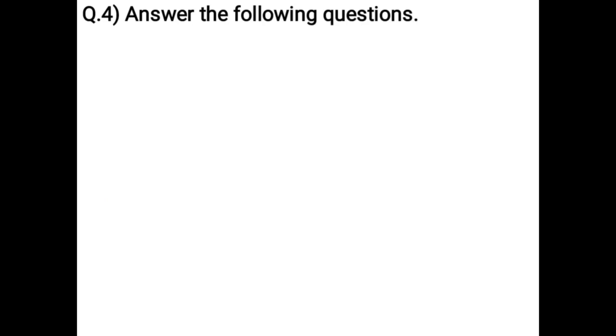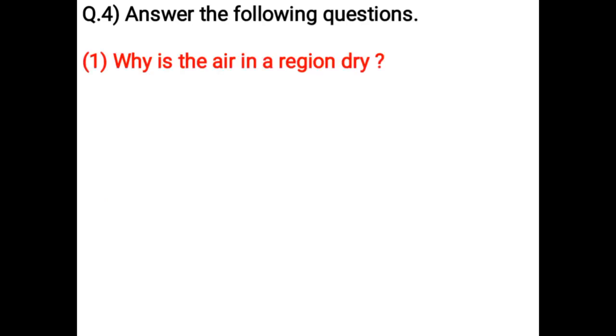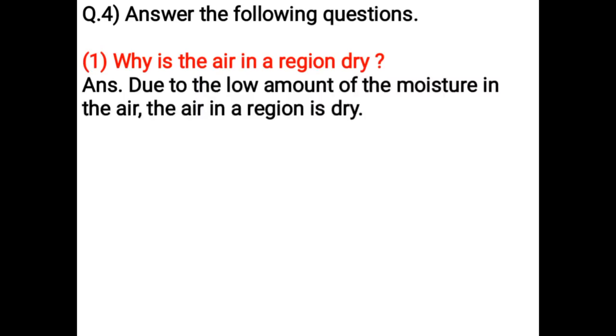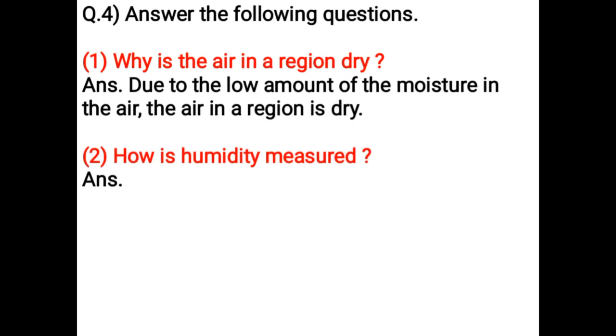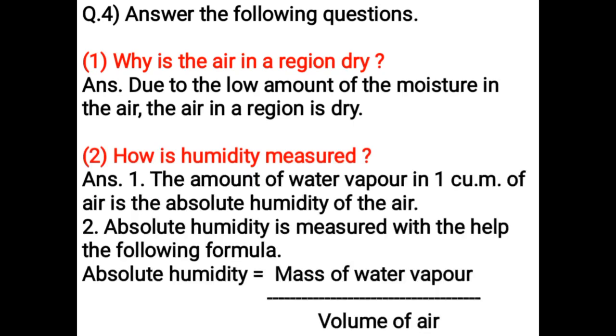Answer the following questions. Why is the air in a region dry? Due to the low amount of moisture in the air, the region is dry. How is humidity measured? The amount of water vapor in 1 cubic meter of air is the absolute humidity of the air. Absolute humidity is measured with the help of the following formula. Absolute humidity is equal to mass of water vapor upon volume of air.